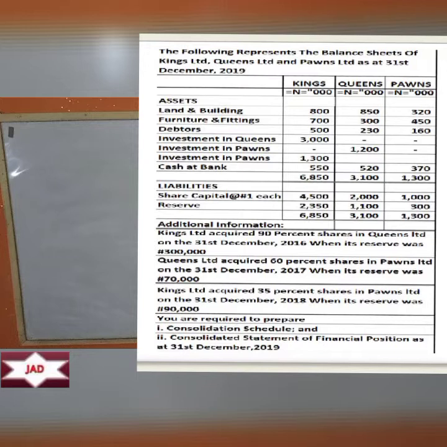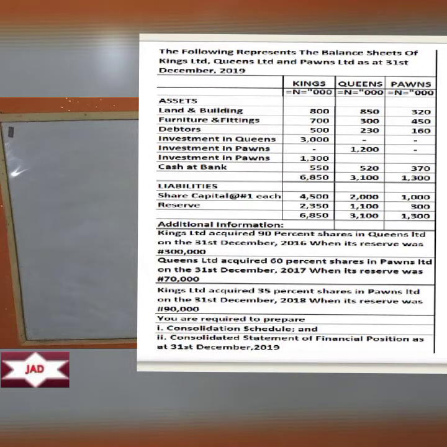The information says Kings Limited acquired 90% shares in Queens Limited in February 2016 when its reserve was 300,000. Then Queens Limited acquired 60% shares in Pawns Limited in February 2017 when its reserve was 70,000. Then Kings Limited acquired 35% shares in Pawns Limited in February 2018 when its reserve was 90,000. They say prepare the schedule and then the statement of financial position.